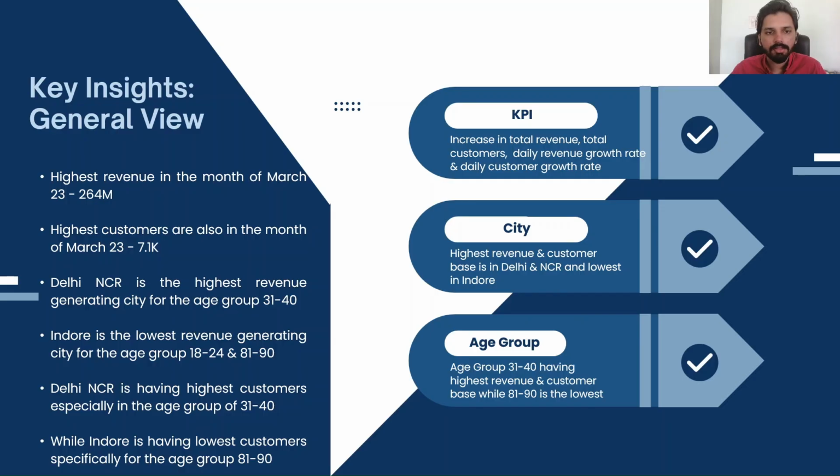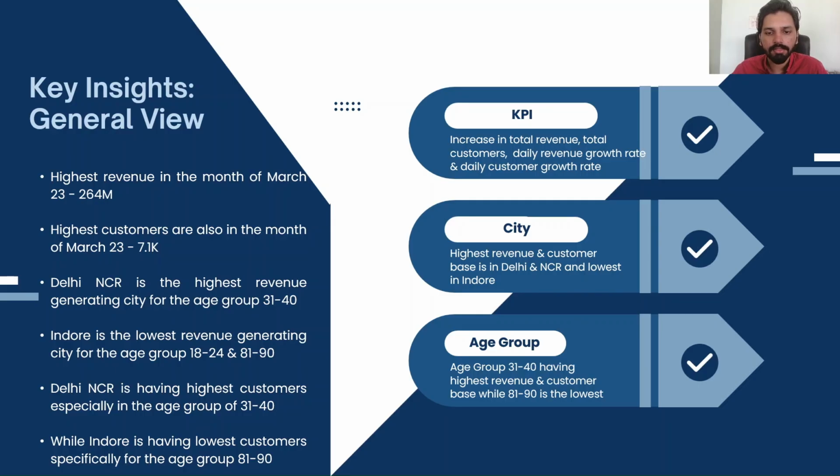So now let's take some key insights from the dashboard. As I have already explained the key insights from the dashboard, I'll just brief all the insights. Based on the KPIs, first we see there is an increase in all the major KPIs affecting the company, that is total revenue, total customers, daily revenue growth rate, and daily customer growth rate. And secondly, our focus was on city. The insight that we have got is that the highest revenue and customer base is in the Delhi NCR region, and the lowest customer base and revenue is from the Indore region.